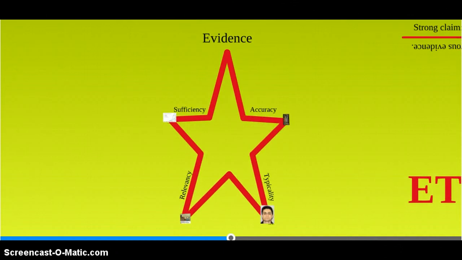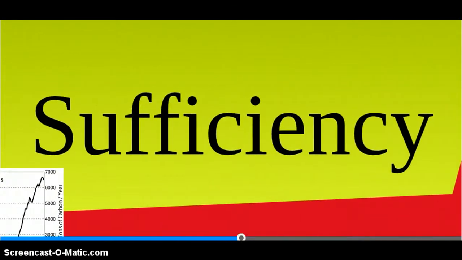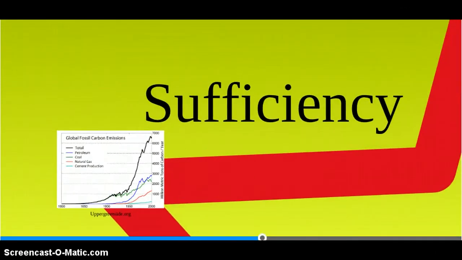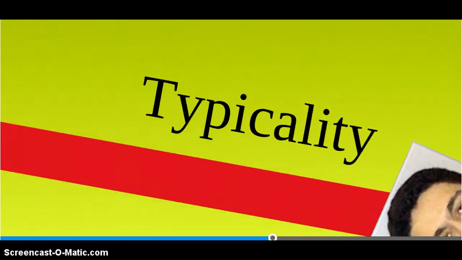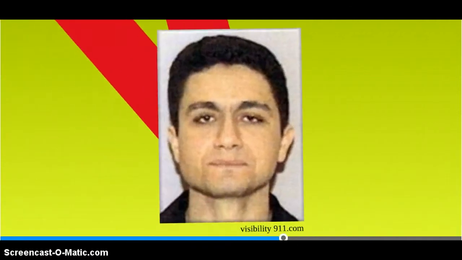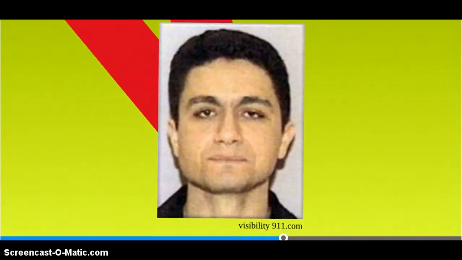There are basically 4 qualities that you want to achieve when testing a piece of evidence for the STAR criteria. The first is sufficiency. You want to ask, is there enough data? Is there enough information here to prove my point? Also consider if the information is typical. Are the chosen data representative of the larger group?